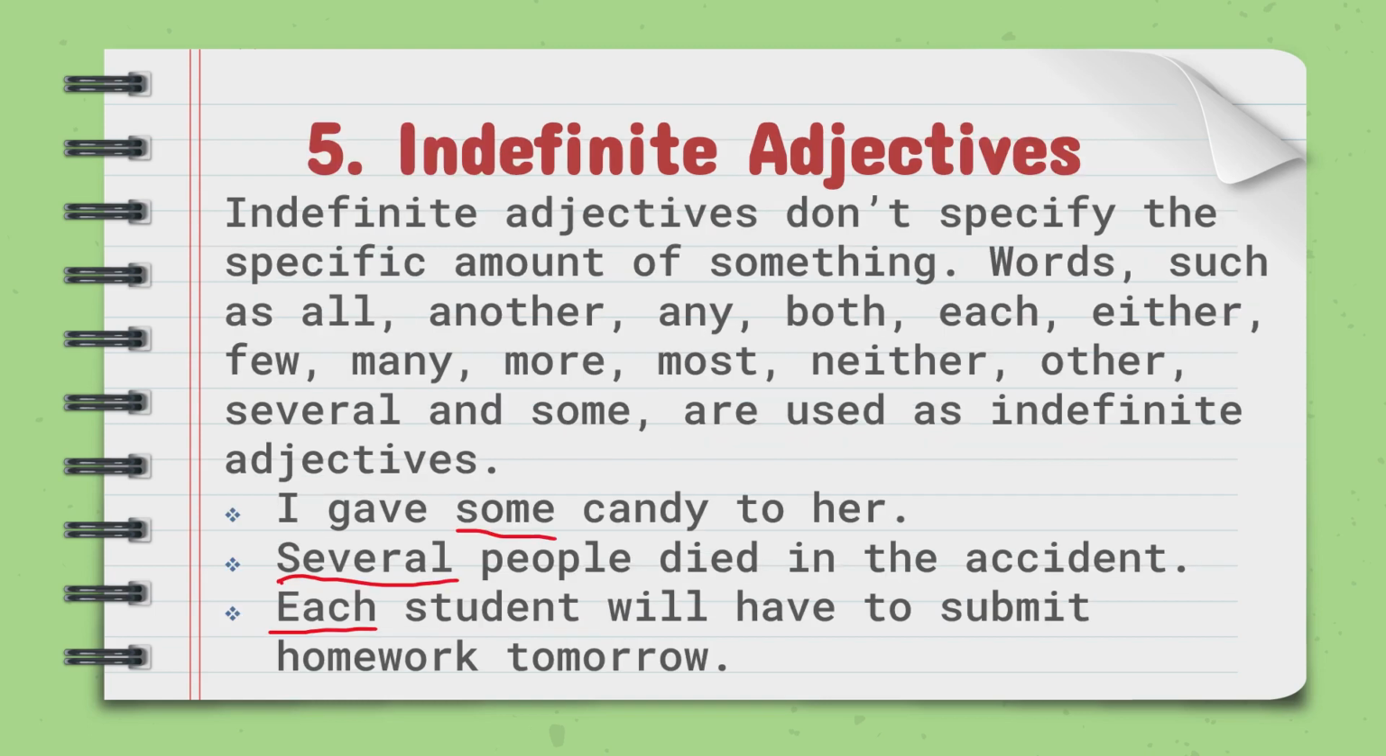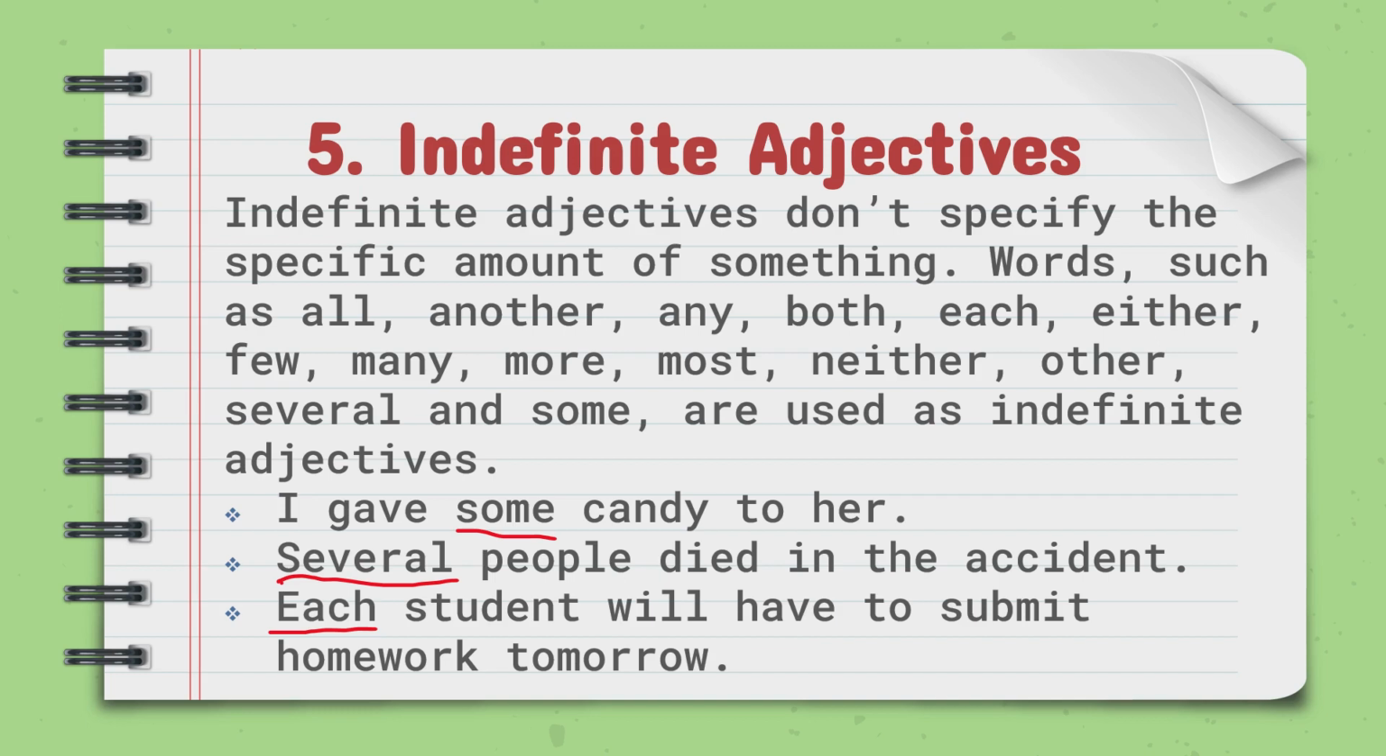Next up we have indefinite adjectives. Indefinite adjectives don't specify the specific amount of something. So indefinite adjectives don't give a specific amount of nouns. They don't tell us how much. Words such as all, another, any, both, each, either, few, many, more, most, neither, other, several, and some are used as indefinite adjectives. So all these words don't give us the specific amount, right?